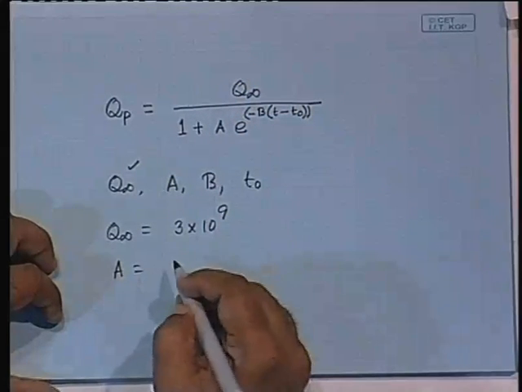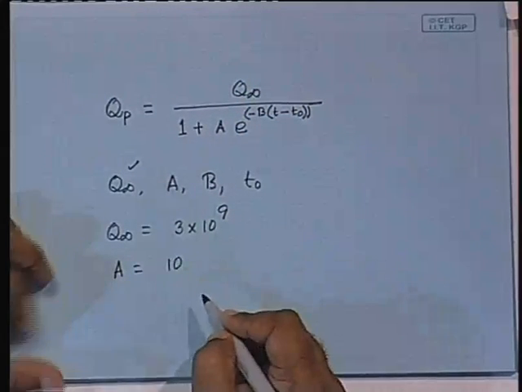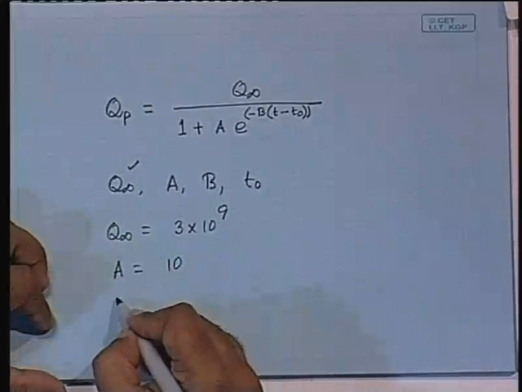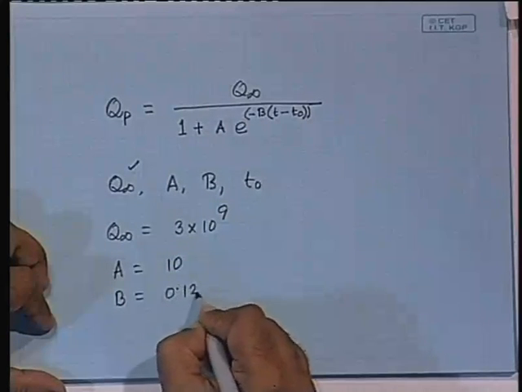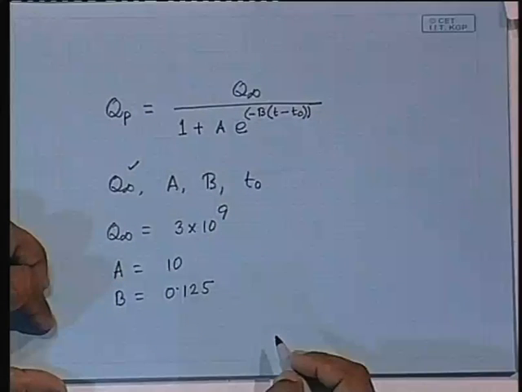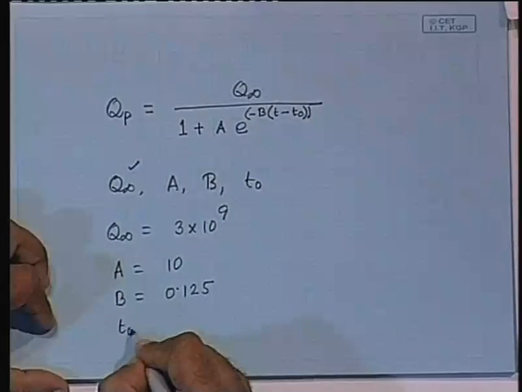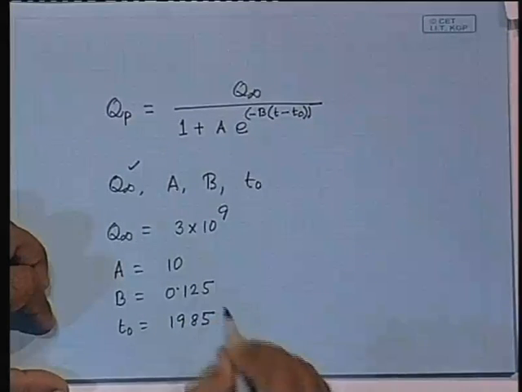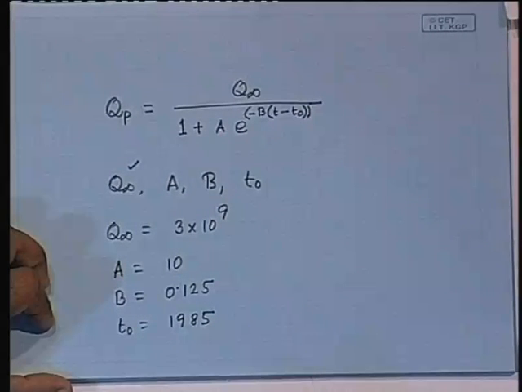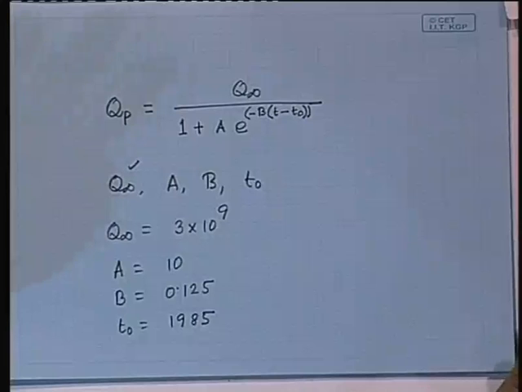A is say 10, B is say 0.125, and T naught is say a year, it should be 1985. I am giving some values.